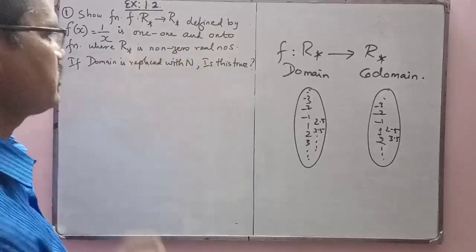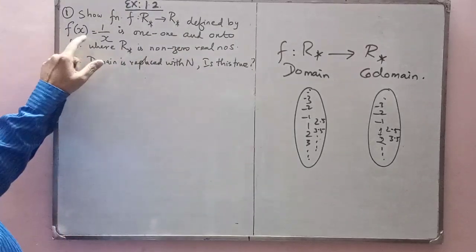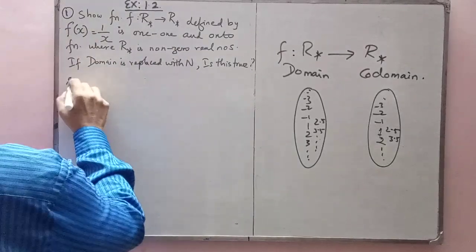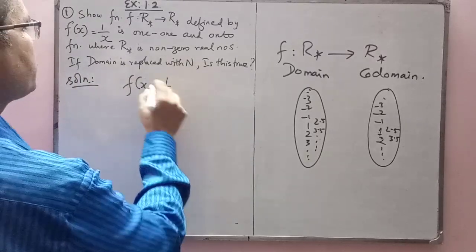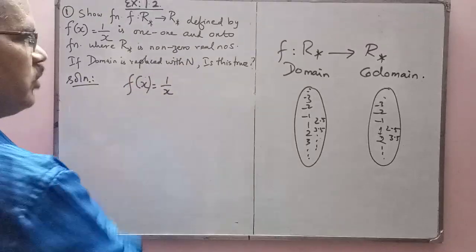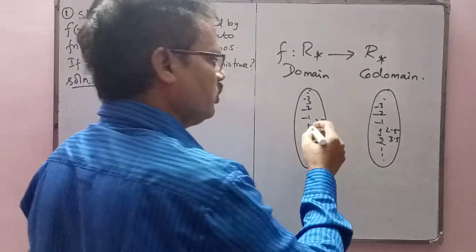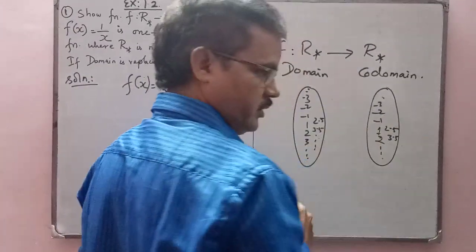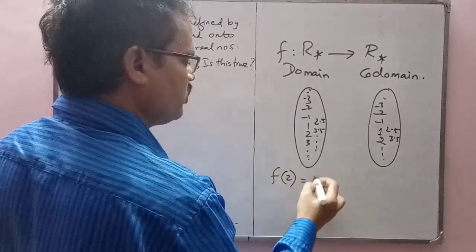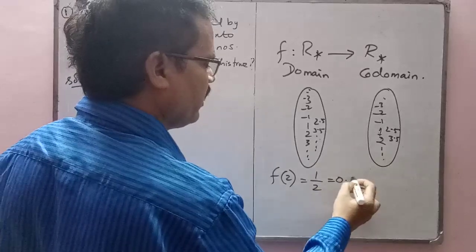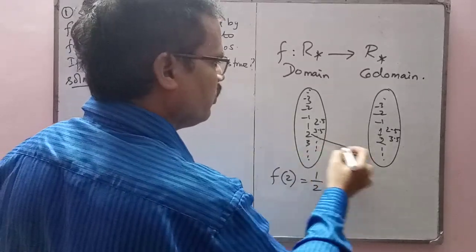I hope you have understood the question. Let us take the function f of x equals 1 by x. First, you have to show that it is 1 to 1. What is a 1 to 1 function? One element should map to one particular element. For example, if I take x as 2, f of 2 is 1 by 2, which is 0.5. So 2 should map to 0.5 here.